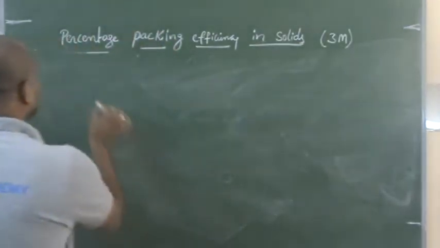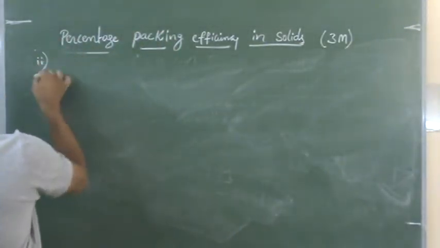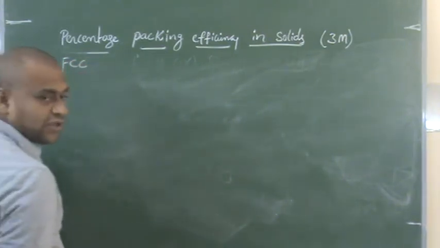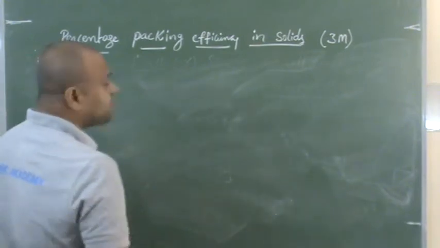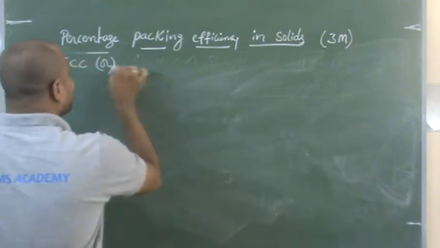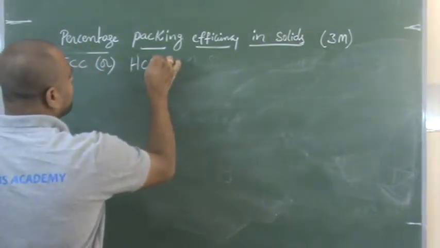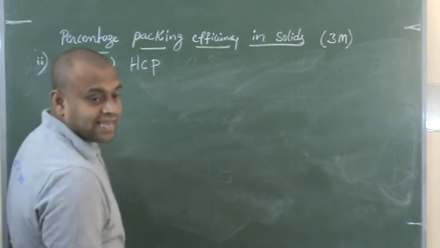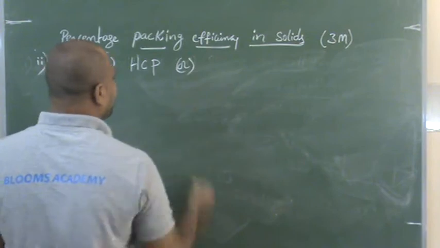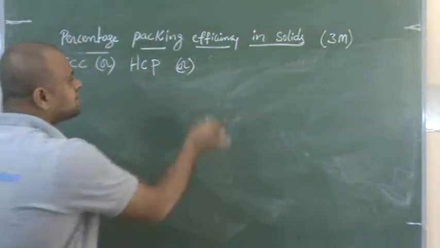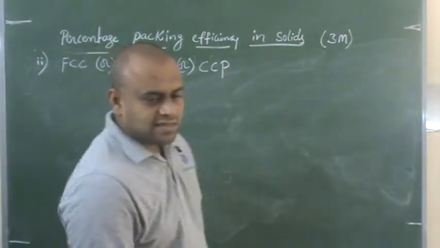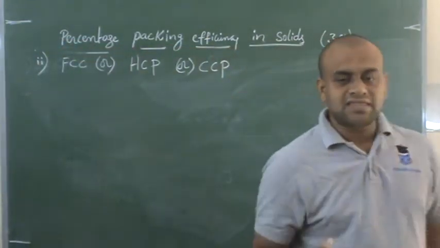So packing efficiency in the second one, FCC, face centered cubic unit cell. It is also called packing efficiency in HCP, hexagonal close packing, or you can also say packing efficiency in cubic close packing. So all the 3 are one and the same.